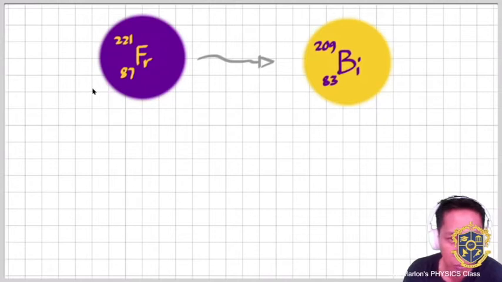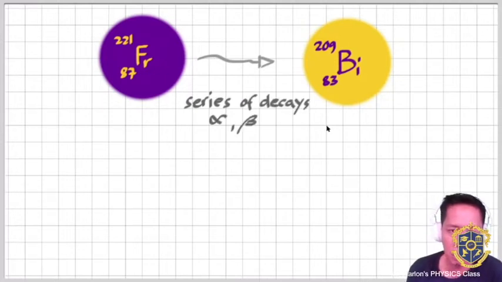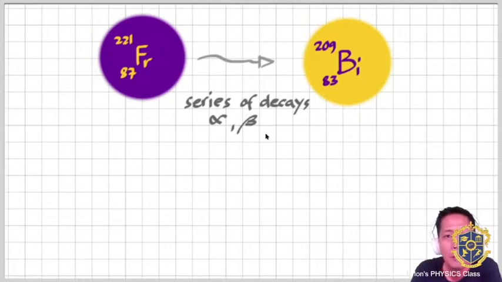It can also be a beta decay here. This must be a series of decays. Some of the decays may be alpha, some of the decays may be beta. Alright, now we can try to see what the possibilities are. There are many ways this can happen, but one possibility is this one.